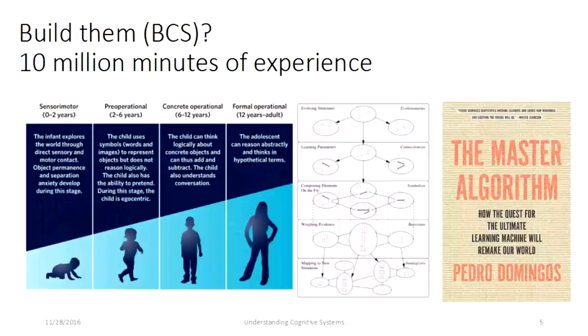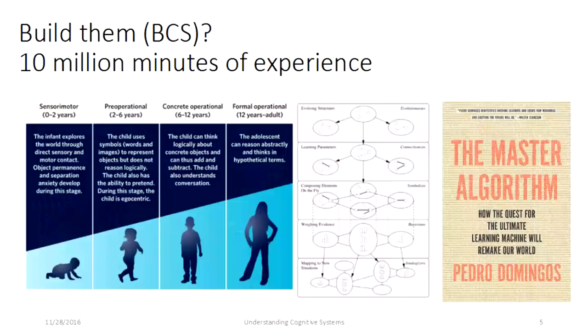So let's think about building a biological cognitive system. In fact, let's think about a person. It takes about 10 million minutes of experience to go from a baby to an adult in our society. And for the person, a biological cognitive system, there are no digital cognitive systems yet that have all of the capabilities of an adult.